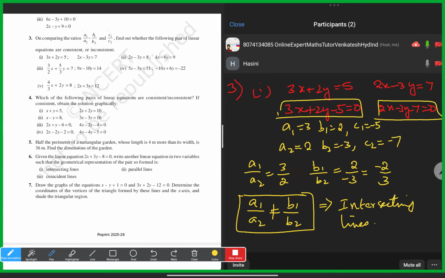So these lines will come under intersecting lines. Intersecting lines means they have a unique solution. So if they have a solution, the lines will come under a consistent pair of lines. So the answer is a consistent pair of lines. Just for confirmation, once you check the back answer.